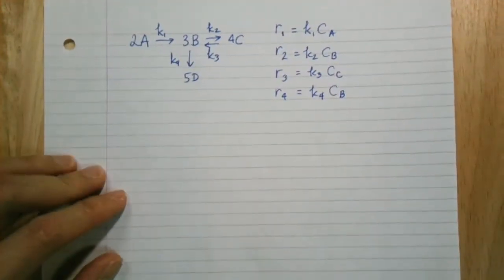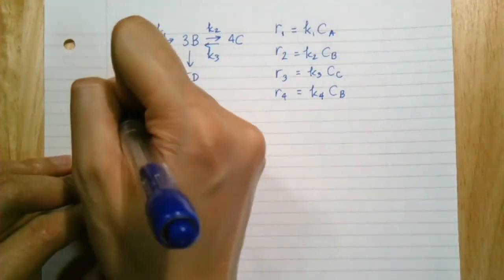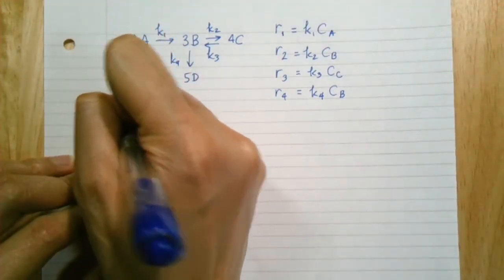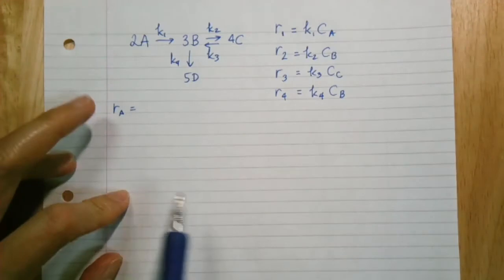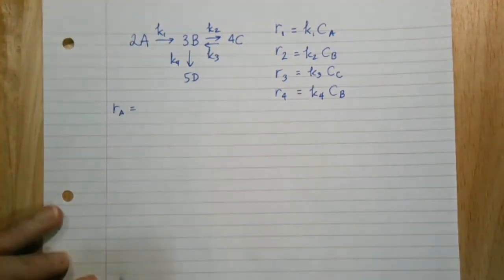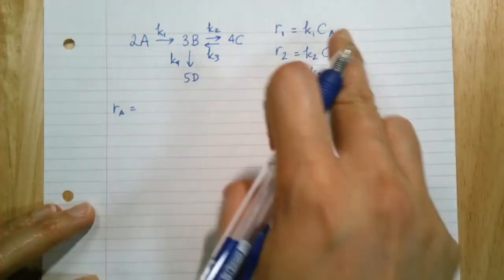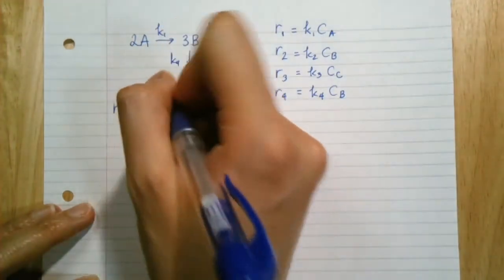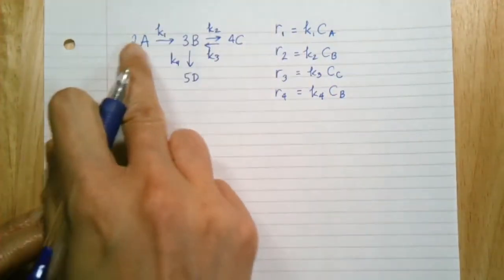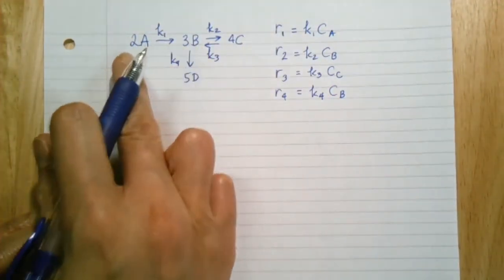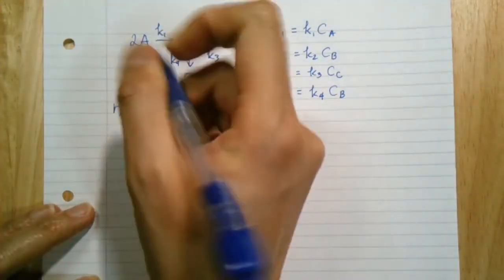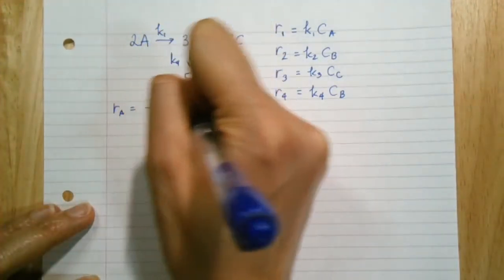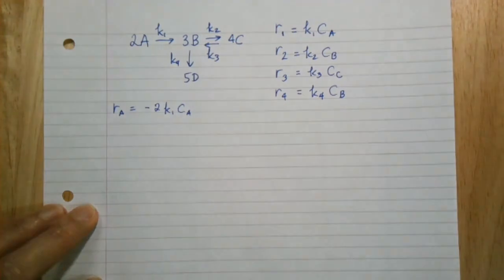Okay, so we can write the rate of generation of A. A is only involved in the first reaction. So the rate of the first reaction is K1Ca, and every time this takes place, 2A is consumed. So minus 2 K1Ca.